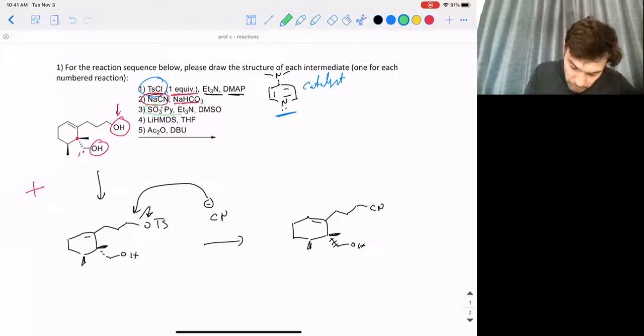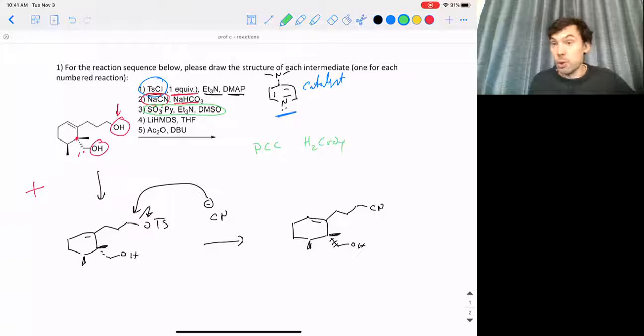Okay, now this next step is one that might be new to at least some of you: SO3 pyridine with triethylamine and DMSO. It's actually going to be the Parikh-Doering oxidation. These reagent combinations are going to convert alcohols into aldehydes. Some of you might be more familiar with reagents like PCC or chromium or chromate, so H2CrO4, a so-called Jones oxidation. These involve that chromium metal, and of course that's a heavy metal which is environmentally toxic.